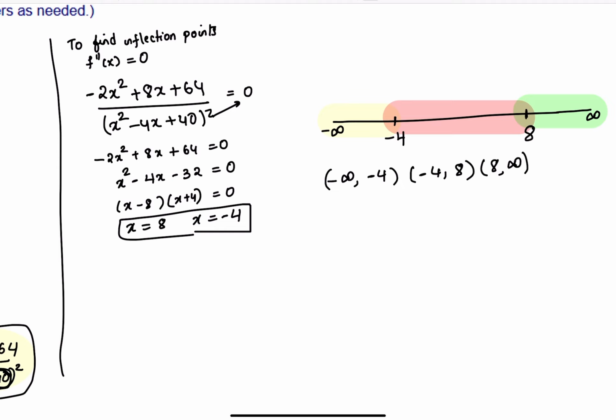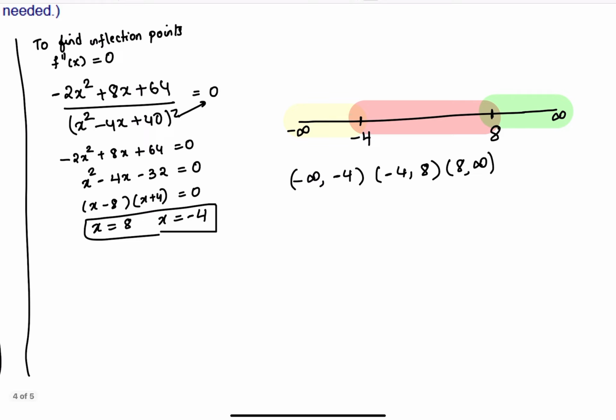What do I do? I simply take a couple of values and plug them in. The goal here is to see if my function is positive or negative, and I'm only trying to see where my function is concave upward or concave downward. So I'm going to take a value between -4 and 8, which is 0. In here I'm going to take 9. In here I'm going to take -9. Just keep it simple. Now what do I do? Take these and plug them into the second derivative.